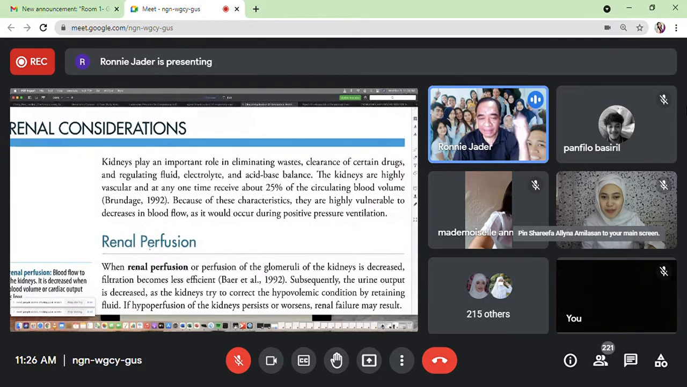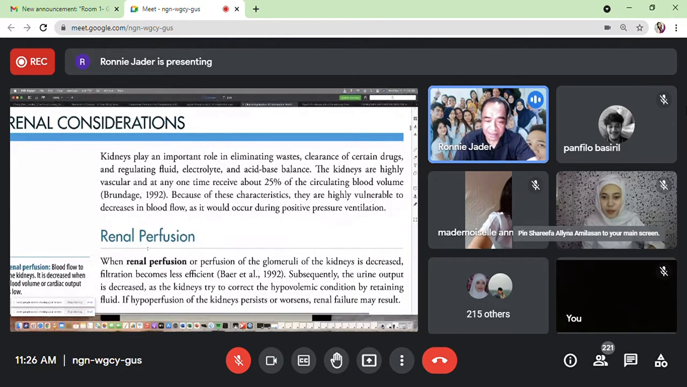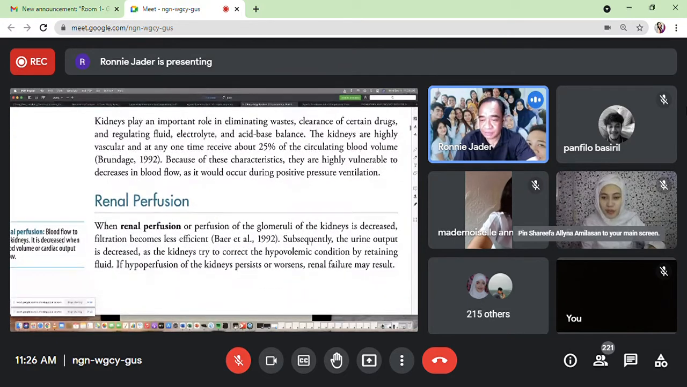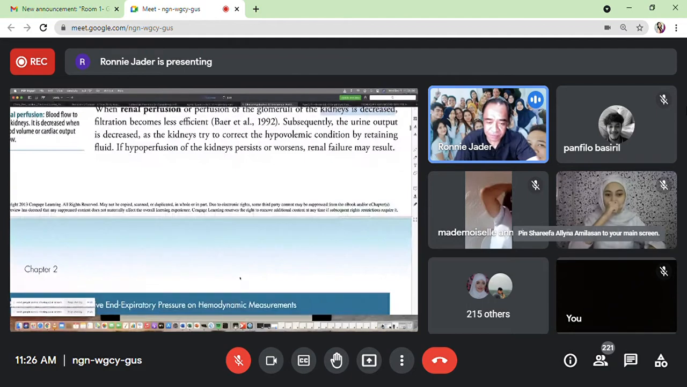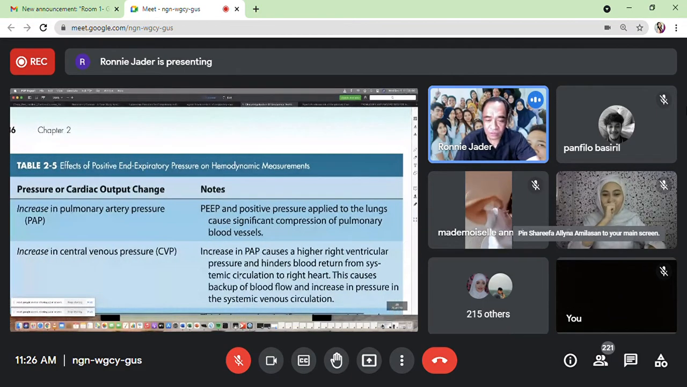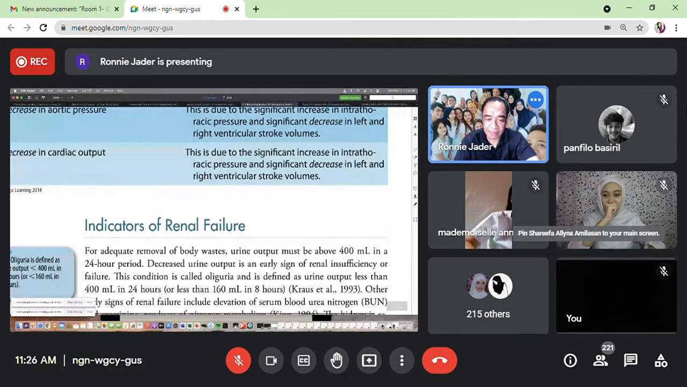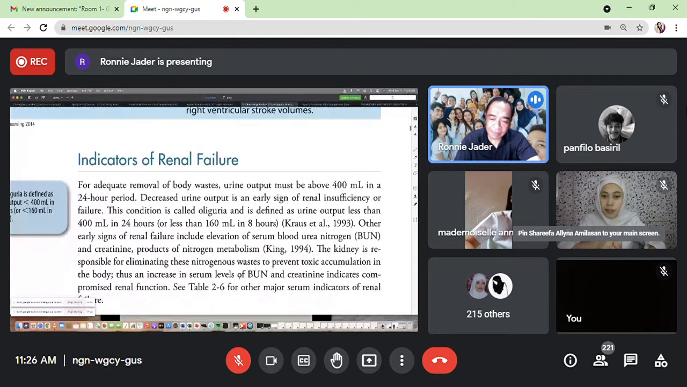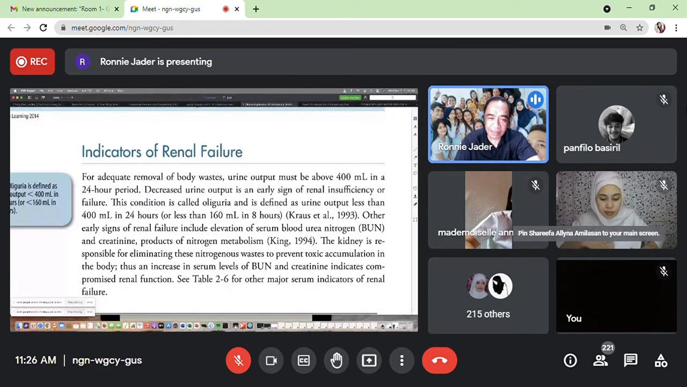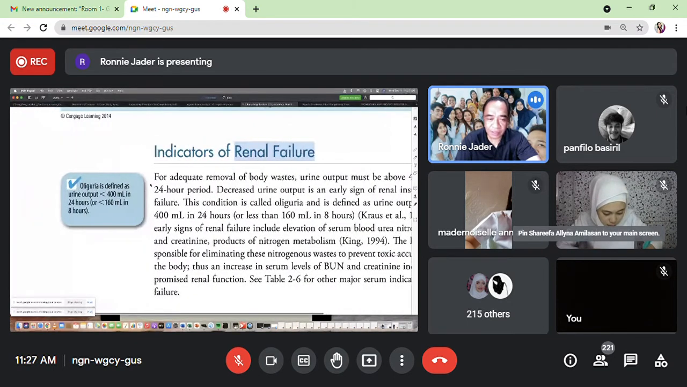At dahil decrease lahat, decrease din yung dugo na pumupunta sa ating kidneys. Decrease din ang ating urine output. No? Decrease. Kidney is decrease. Decreased urine output. Konti lang yung lumalabas na ihi sa pasyente. Kaya kapag ang pasyente naka-mechanical vent at mayroong PIP, titingnan natin yung kanyang urine output. So indicators for renal failure.